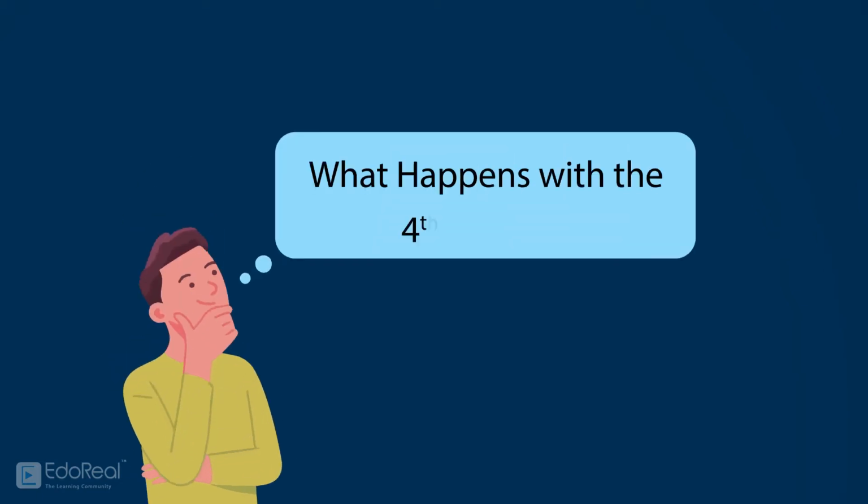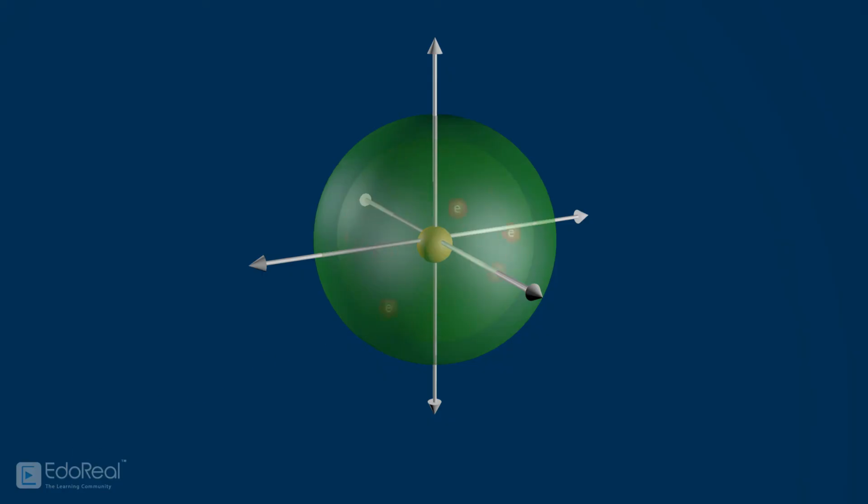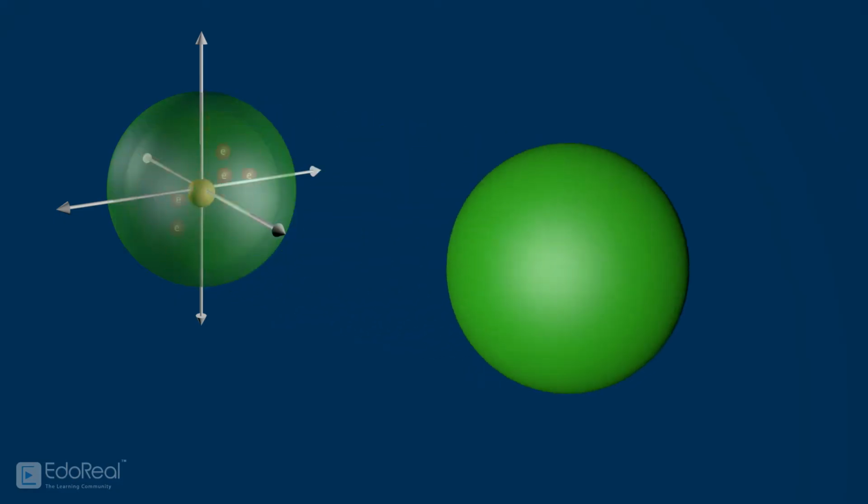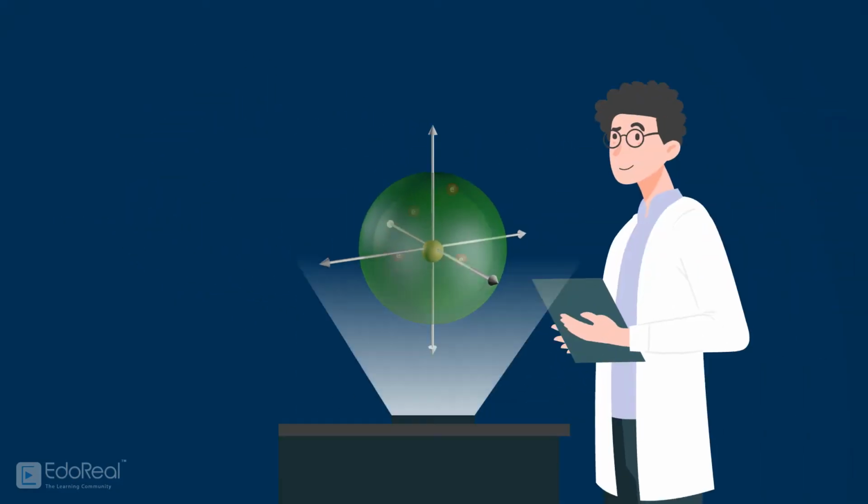Now, what happens with the fourth electron? Fortunately, it is found in the same spherical space as the third electron. These two electrons are found in another, larger spherical space around the nucleus. So, this orbital is represented as 2s2.